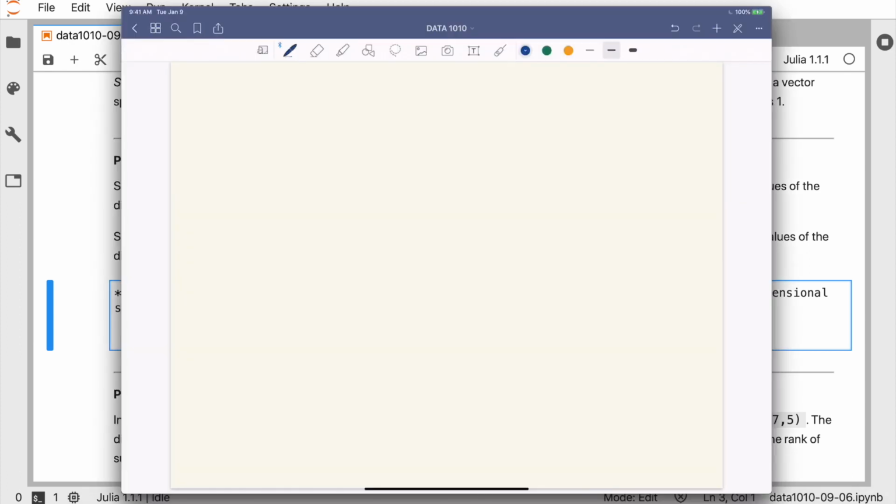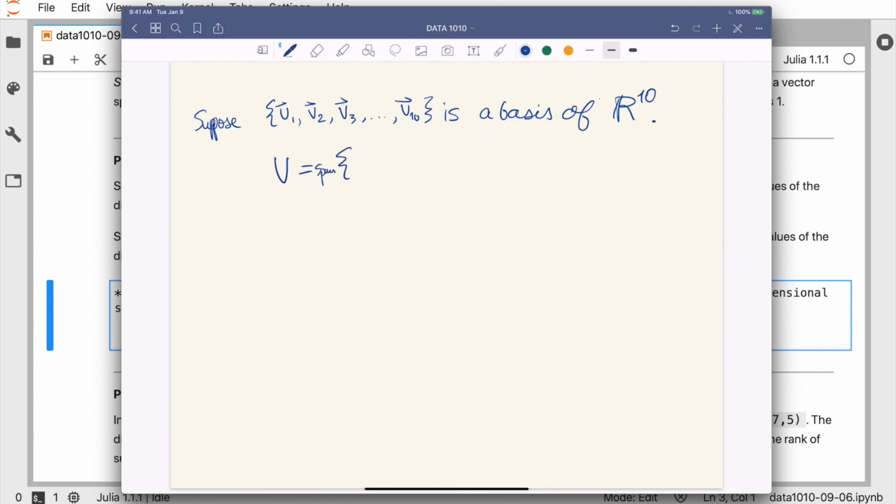If we suppose that we have a basis of R10, so let's just give some names to that basis, v1, v2, v3, up to v10. We can make a 4-dimensional space and an 8-dimensional space with the property that intersecting them leaves the 4-dimensional space. So we can define V to be the span of the first 4 and W to be the span of the first 8.